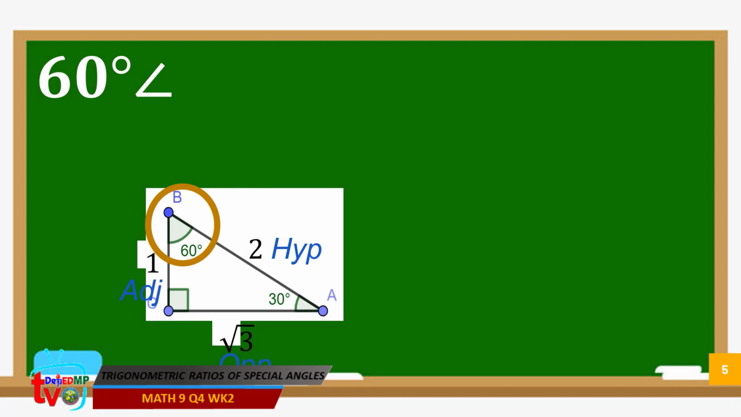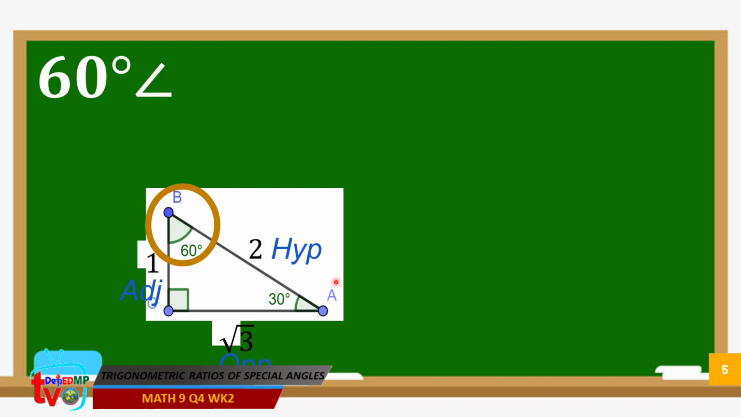Let us now solve for the trigonometric ratios of the last special angle, the 60-degree angle. Let us use the same triangle that we have used with the 30-degree angle. So we have here as our reference angle, the 60-degree angle, which is angle B. So the opposite side is line segment AC, which is square root of 3. Adjacent side is line segment BC, which is 1. And the hypotenuse is, of course, line segment AB with a length of 2.